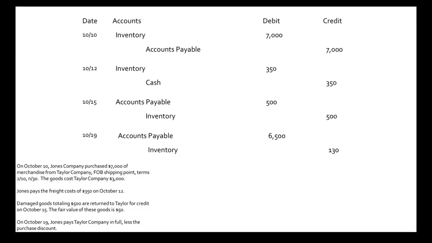Now, the last piece, we need to show that we actually made the payment, right? So our cash is decreasing here by 6,370. And where do we get that number? Well, you owed 6,500. You got a $130 discount. So we take 6,500 minus 130, and that gives us our cash amount in this entry.